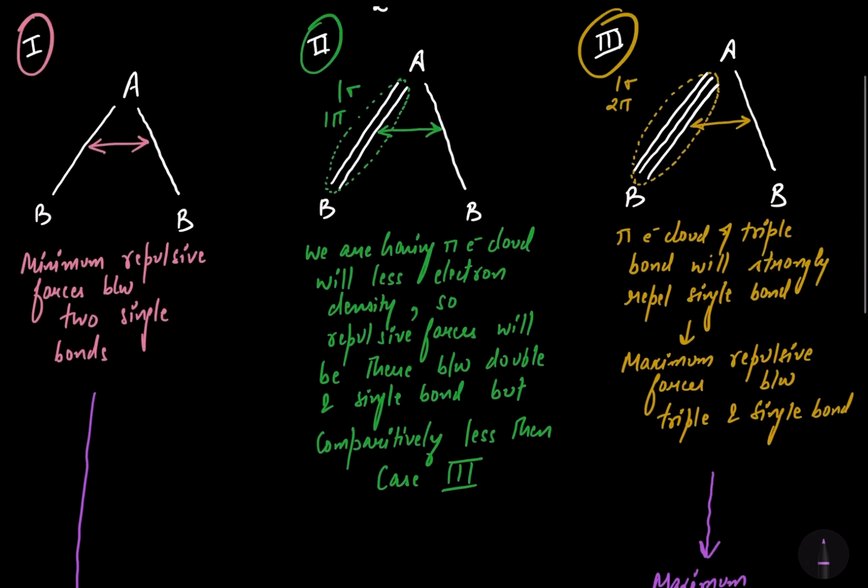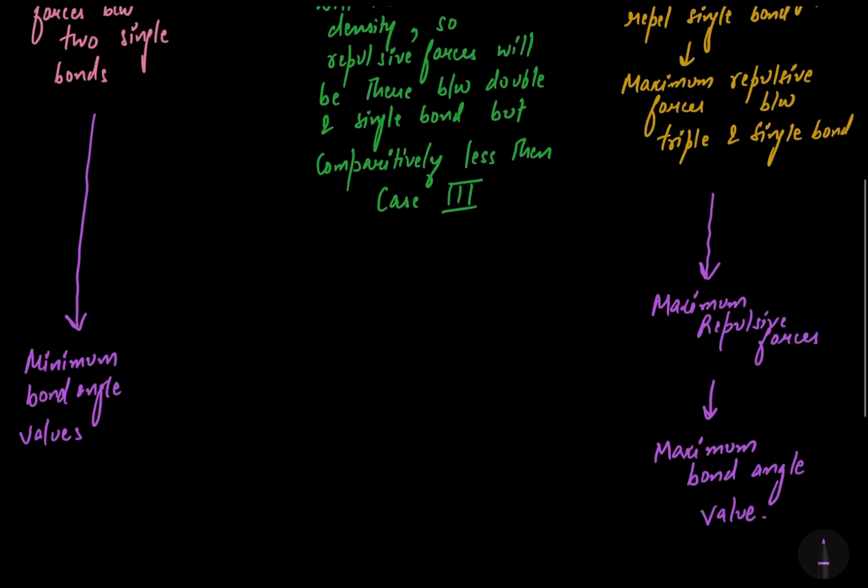Now let's talk about the case number 2. In case number 2, we are having the repulsive forces intermediate to that of the case number 1 and the case number 3. So the value of bond angle will be intermediate.